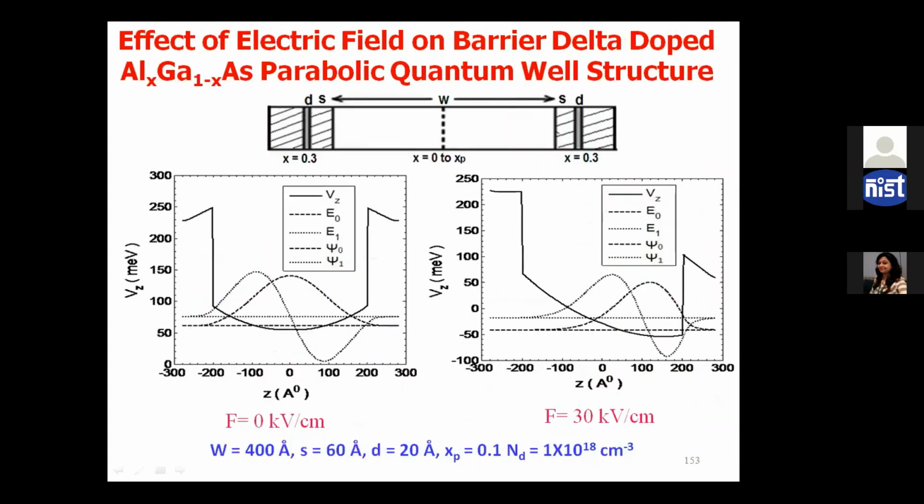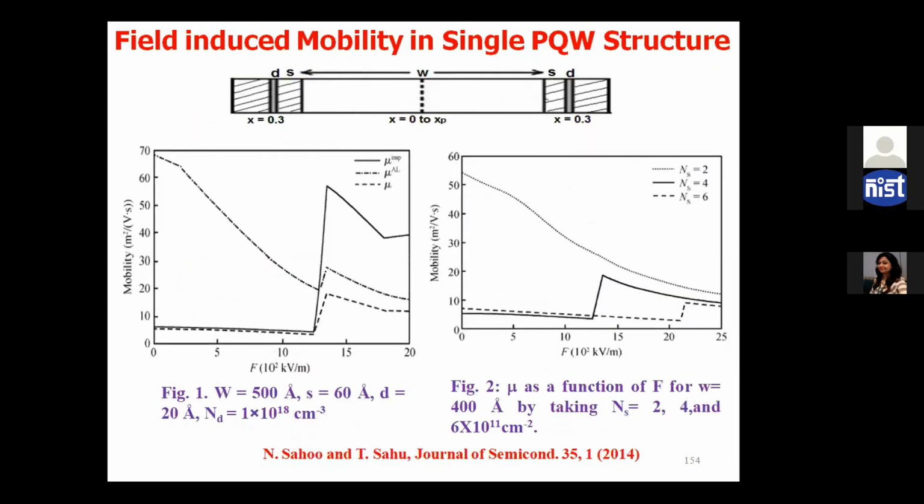So here we take a single parabola, and in a single parabola we are not getting any oscillatory behavior. Only as the field increases, there is a double subband, so the mobility seems to be very constant. At the transition, the Fermi level goes down, there is only a single subband occupied, mobility suddenly enhances, and then it decreases with the field.